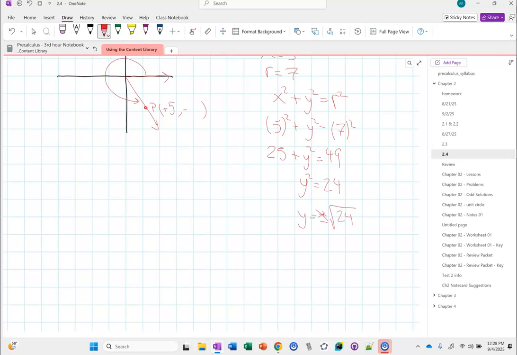So one last thing I need to do is to reduce this radical, right? Hopefully you see the square root of 24 can be the square root of 4 times the square root of 6. So we'll just make that negative 2 root 6.